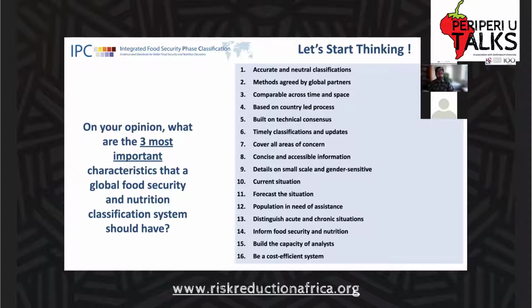You'd want it timely. You'd want it at the time that you needed to determine your response or decide how serious the situation was. You'd want it to cover the areas that you were interested in. You'd want to be able to understand it. And you'd want it on the smallest possible level, and you'd want some attention to the gender dimensions of the food security context. You'd want it to be current. It's no good telling me what the thing was 5 years ago. You need to let me know now.